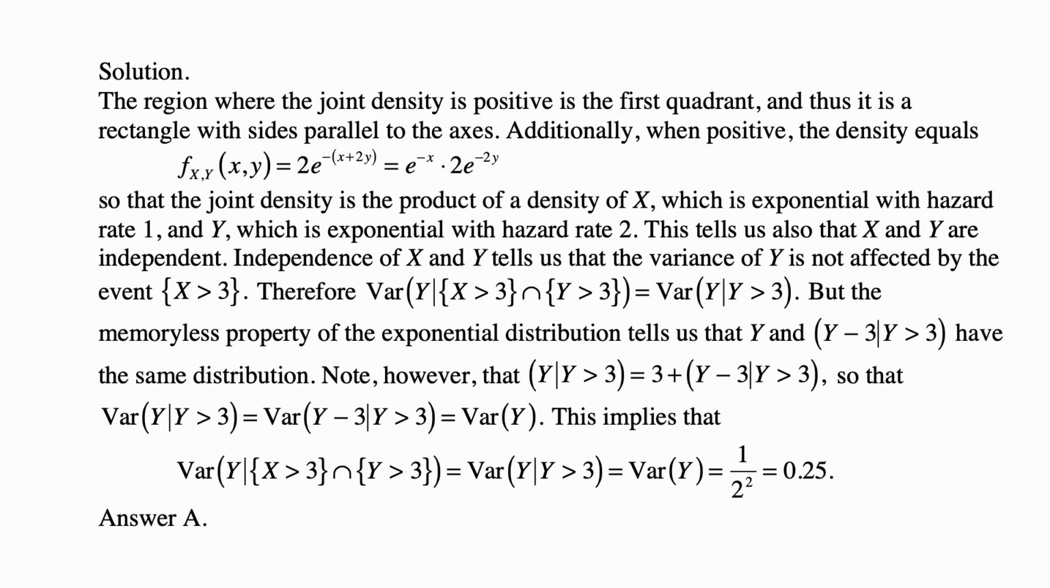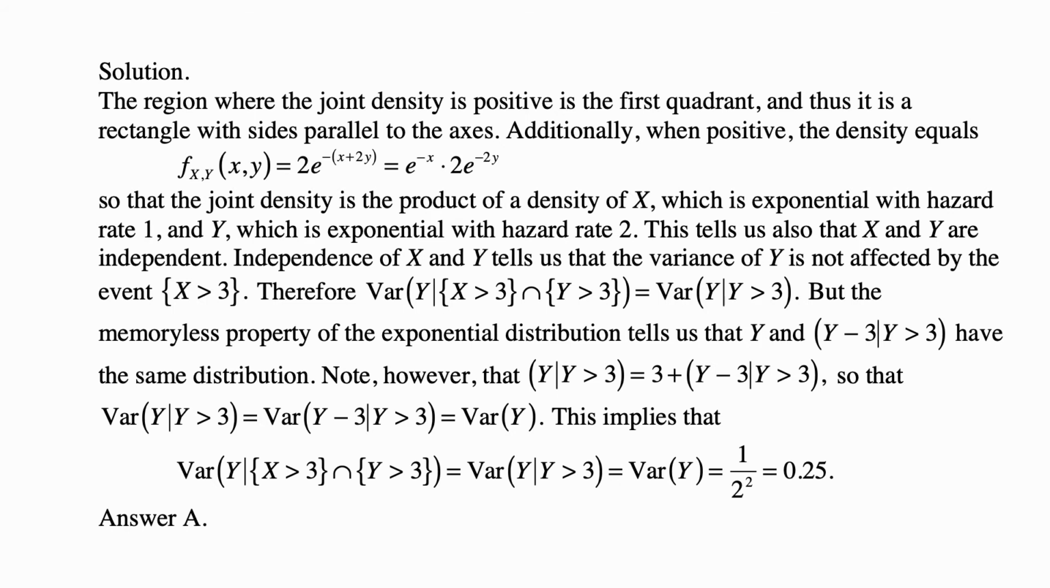This tells us that x and y are independent, and independence of x and y tells us that the variance of y is not affected by the event x being more than 3. Therefore, the variance of y given that x is more than 3 and y is more than 3 is equal to the variance of y given that y is more than 3. But the memoryless property of the exponential distribution tells us that y and y minus 3 given that y is more than 3 have the same distribution.